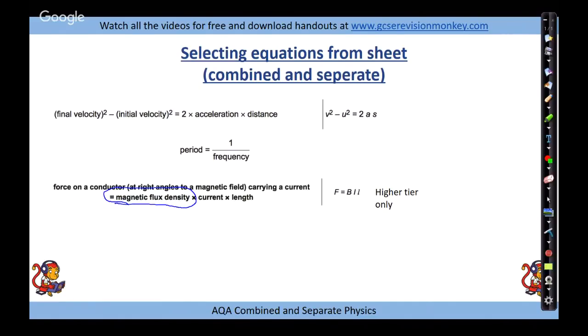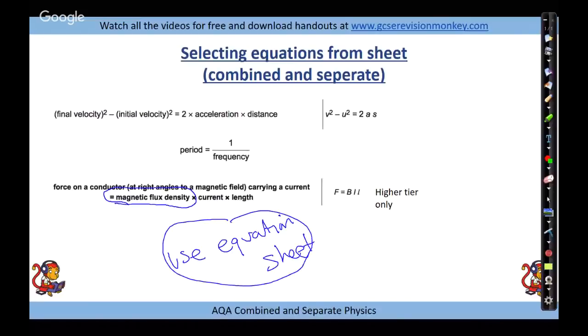And look out for the bits in the questions where they say use equation sheet. Okay, they really do say that a lot in the questions. Keep an eye out for that. Circle it, because if they tell you to use that, it's on here, and that's going to be easy marks for you to write it out and substitute in your numbers.